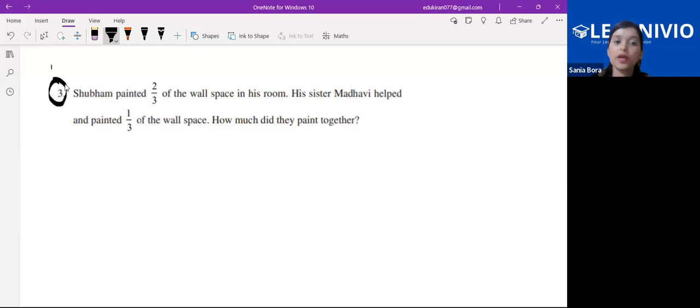So over here, see, Shubham painted 2 by 3 of the wall space in the room. So Shubham basically painted.